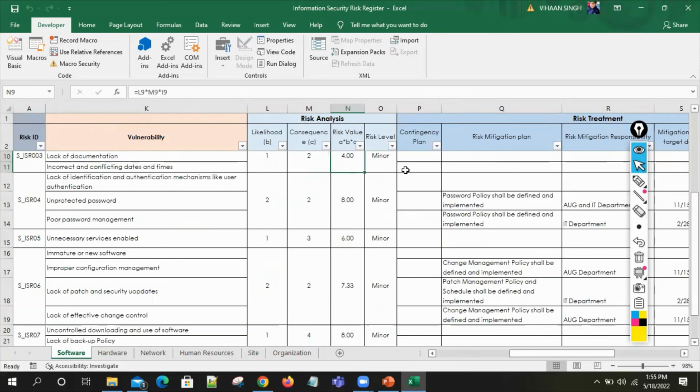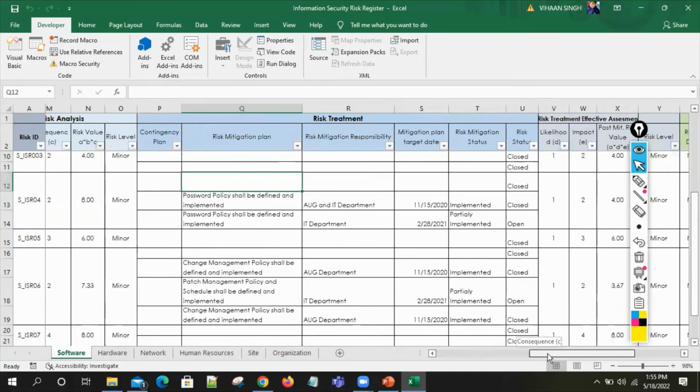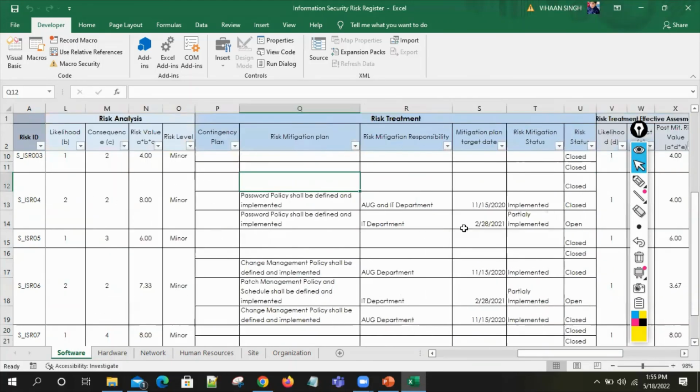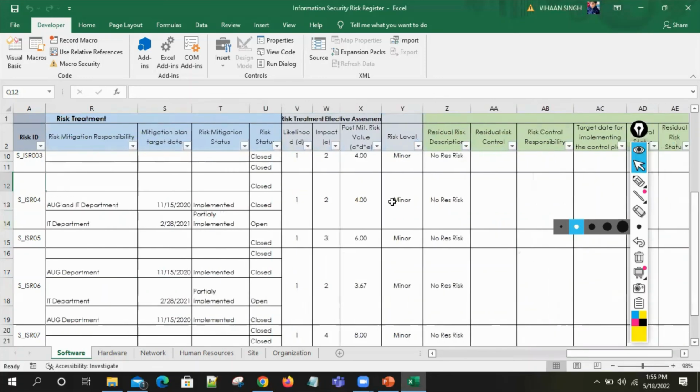Based upon these things, we identify the risk value. Once we have identified the risk value, we categorize these things as medium, minor, and so on. Then we are going to have a risk treatment plan. In a risk treatment plan, we list the controls we have in place. Now let's take an example.